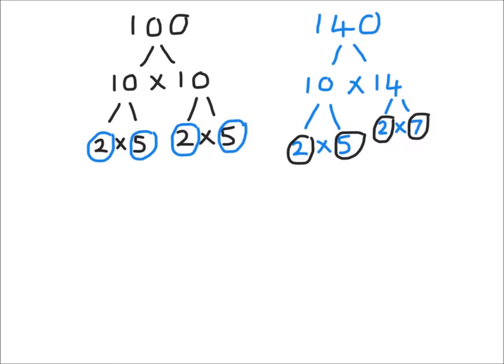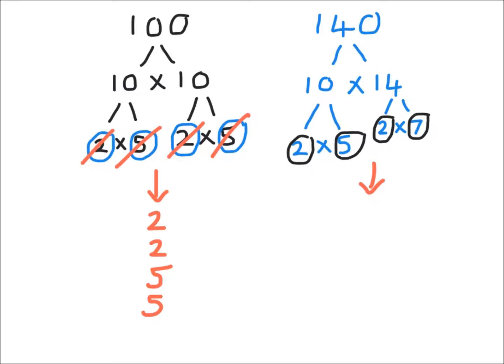Okay, now underneath each number, I'm going to list the prime factors in ascending order. So in other words, from smallest to biggest. So I've got a 2, I've got another 2, I've got a 5, and I've got another 5. Okay, all the prime factors of 100 have been listed in ascending order.